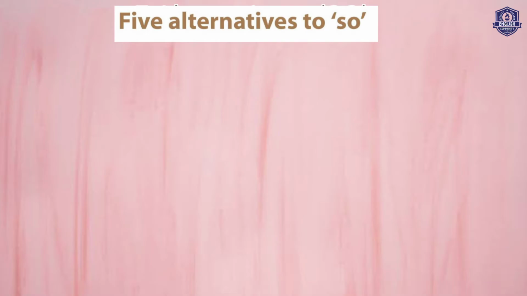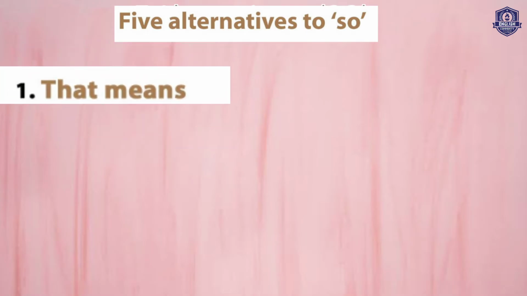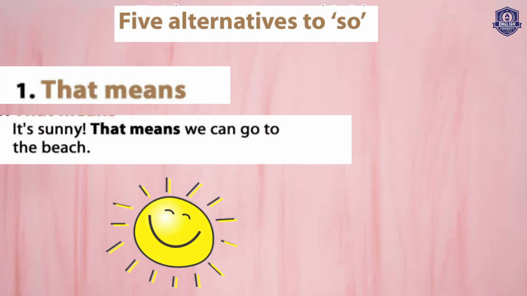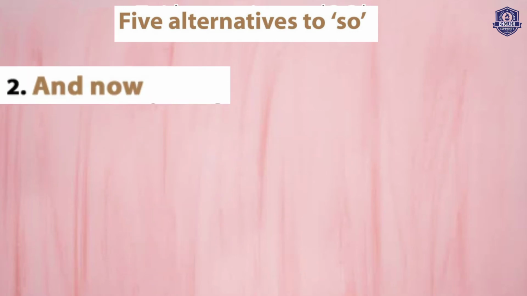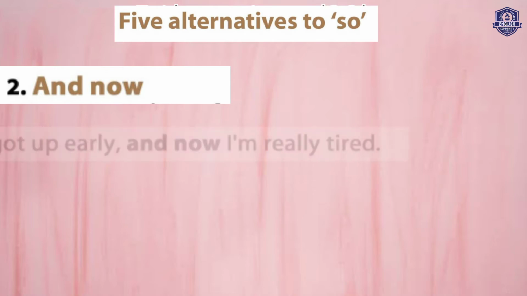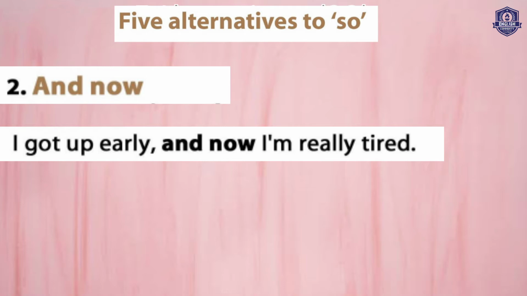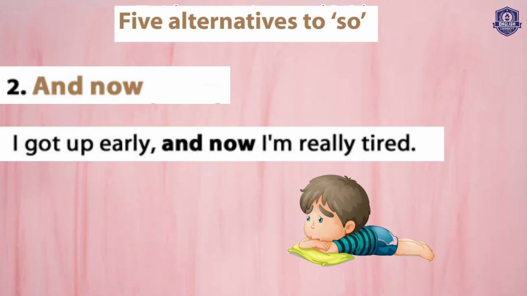The first alternative is "that means". For example, it's sunny. That means we can go to the beach. The second alternative is very simple to use, that is "and now". For example, I got up early and now I'm really tired.